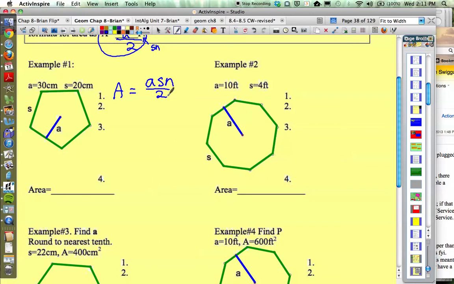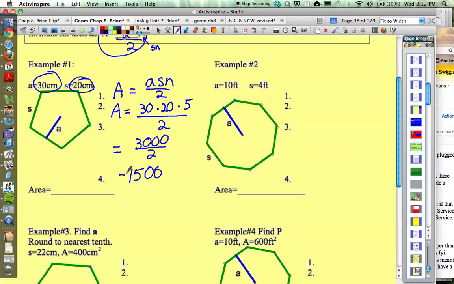Let's plug in what we know. The apothem is 30 centimeters, so 30. Our side length is 20 centimeters, so times 20. And the number of sides, well, it's a pentagon, so that is 5 sides, divided by 2. Now let's crunch those numbers. 30 times 20 times 5 is 3,000, divided by 2 is 1,500. It is an area, so that would be 1,500 square centimeters, since centimeters is the length label.